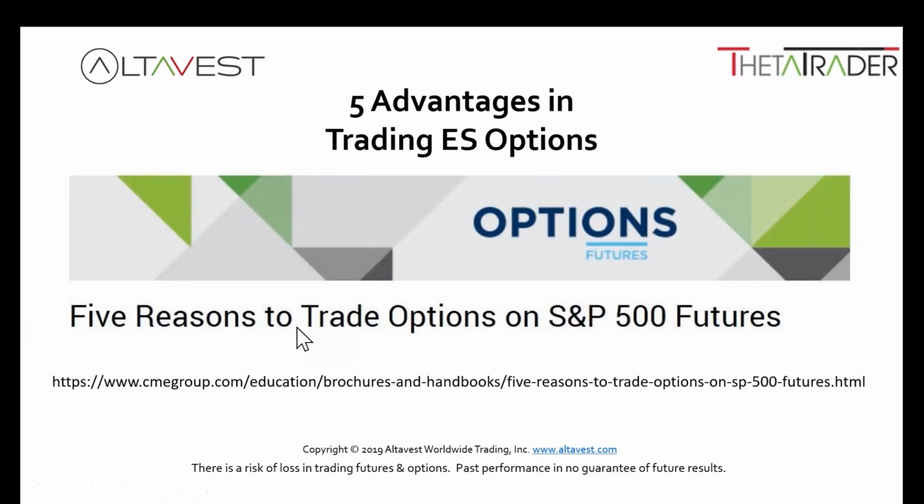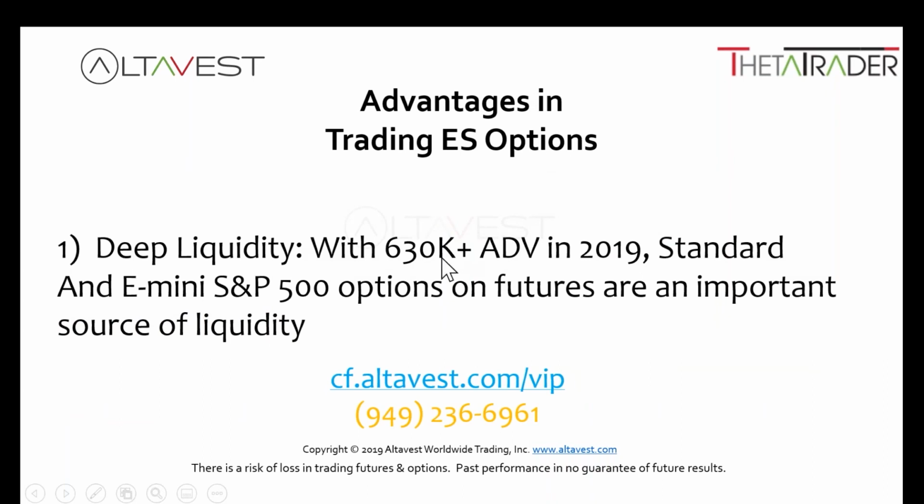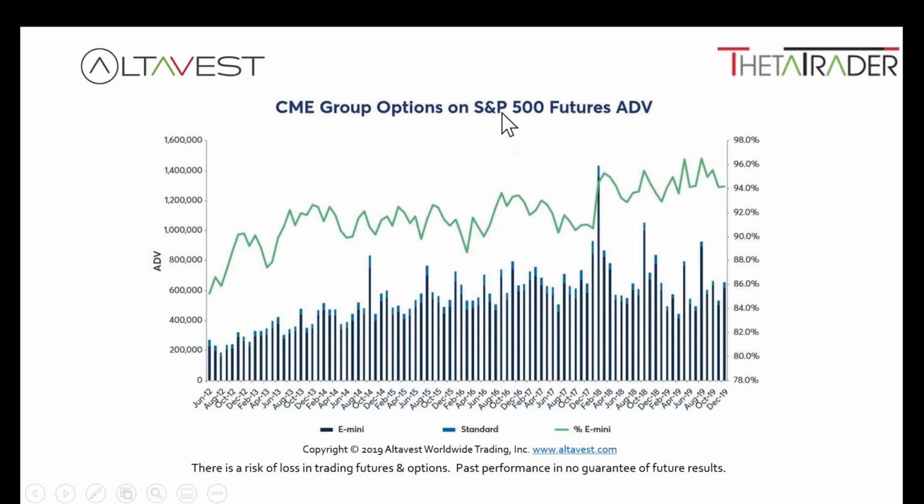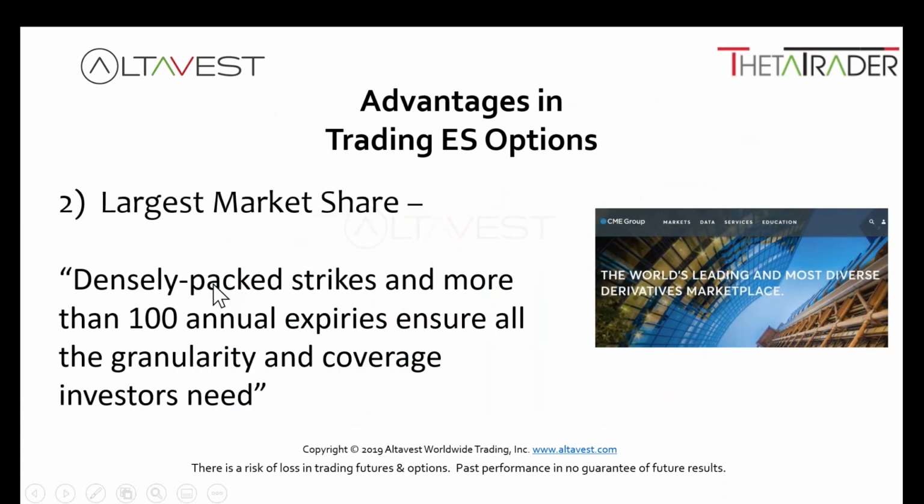Five other reasons for trading ES options. Average daily volume and deep liquidity are enormous. Look at this here. Of all the S&P 500 options, 94% of them are E-mini. So we're in the right space. Largest market share, densely packed strikes, 100 annual expirations, granularity and coverage. What that means is if the algorithm wants to build a dragonfly trade, it has all the strikes available.